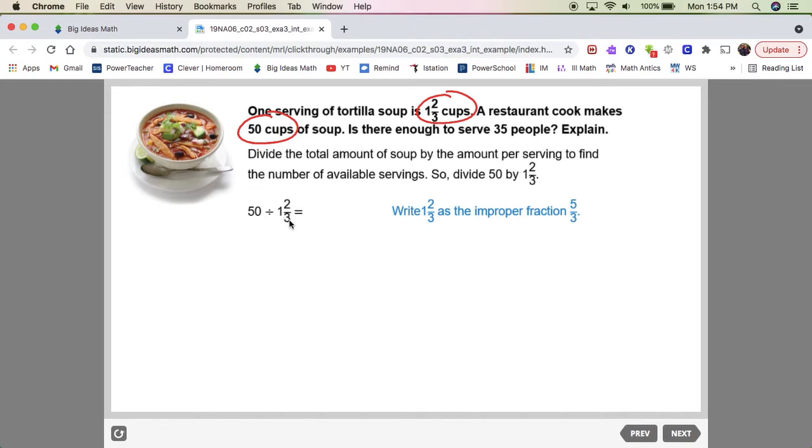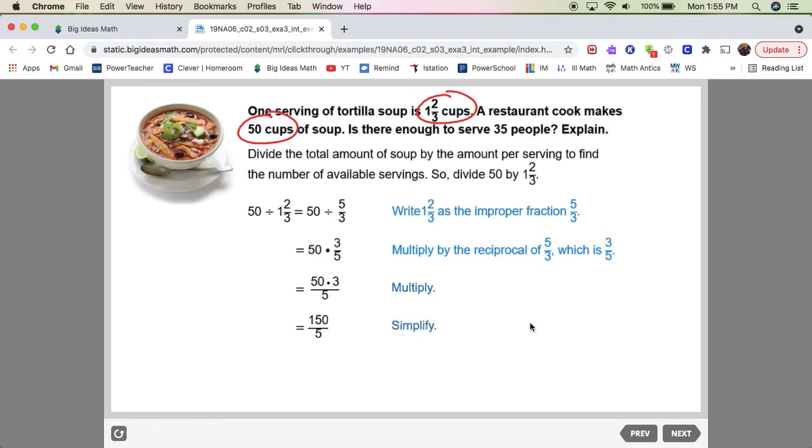So once we have this mixed number here, we know we have to change it to an improper fraction. Multiply by the reciprocal. See how we flip the second one, keep the first one the same. First thing you need to remember every time is just change them to improper fractions first. Then, next step, you do the keep it, change it, flip it, if you want to call it that. Multiply by the reciprocal. All right, we multiply. Also, you notice these could simplify. We can simplify, and we get 30 servings. So is there enough to serve 35 people? And the answer is no, because there's only 30 servings. That's not enough.